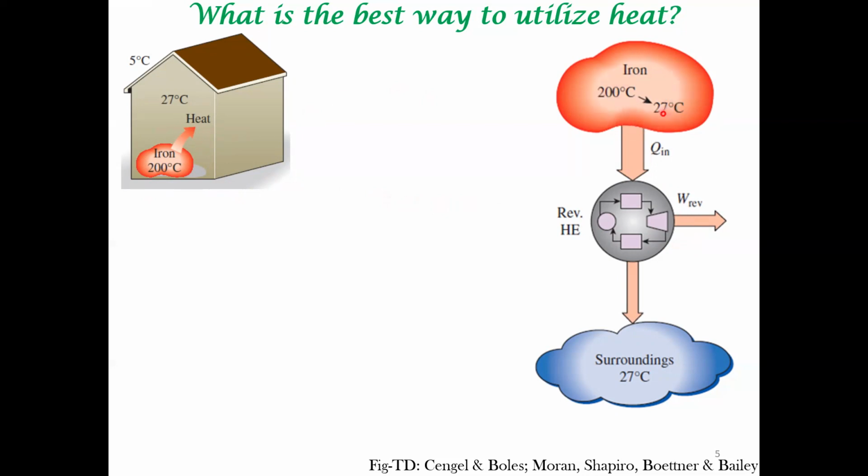Let's understand this clearly. As the temperature is being cooled from 200 degrees centigrade to 27 degrees centigrade, heat can be transferred from this high temperature source, that is the iron block, to your surrounding, which is at 27 degrees centigrade. Till the temperature of the iron block reaches 27 degrees centigrade, there is a finite temperature difference between iron and the surrounding. Because of this, heat transfer is possible, and that is not a direct heat transfer. The heat is getting transferred via a reversible heat engine, and you can obtain some work.